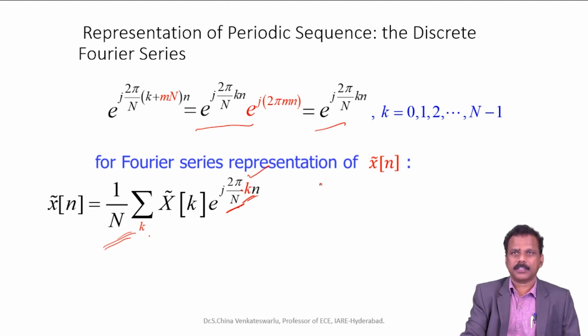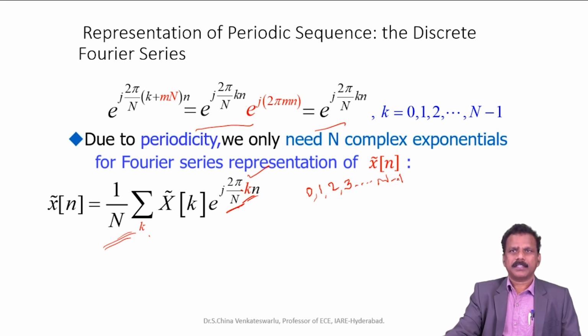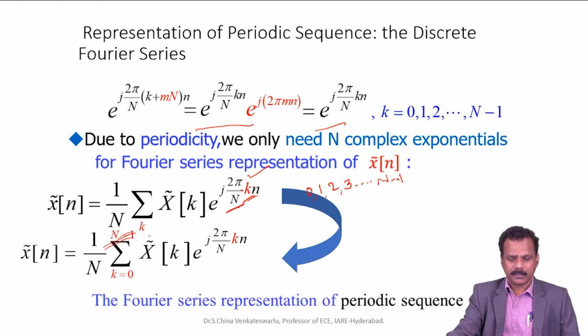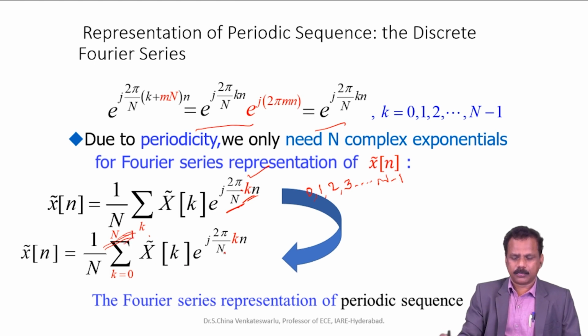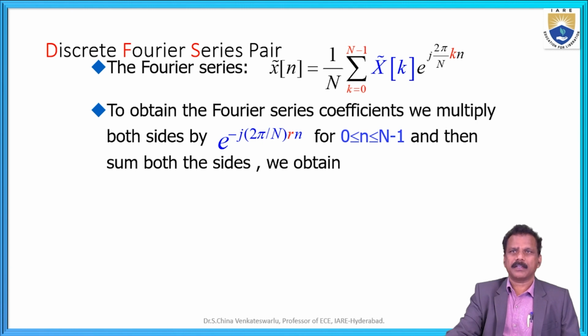So that k value you have to substitute initially, 0, 1, 2, 3, up to N minus 1, which is decided according to capital N. Okay, due to this periodicity, we only need N complex exponentials for the Fourier series representation of x of n. We observe that x of n is equal to 1 by N into the summation k equal to 0 to N minus 1 of x of k e power j 2 pi by N into kn. So the Fourier series representation of the periodic sequence x tilde of n with this discrete Fourier series pair is required.